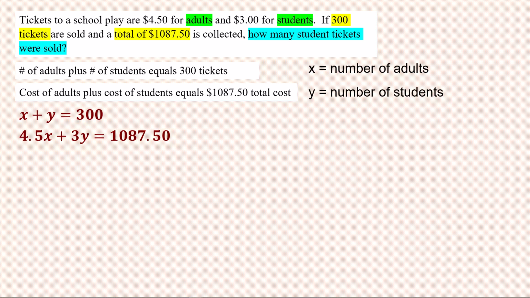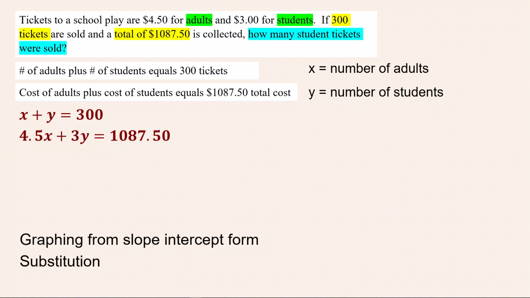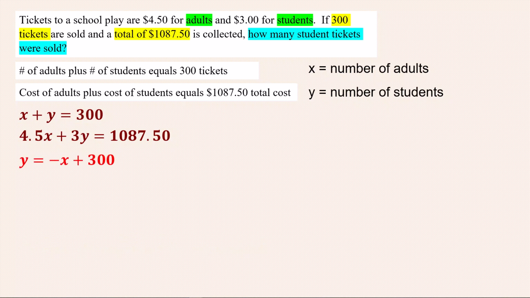All three solution strategies will work for solving this system: graphing, substitution, and elimination. Let's look at each one, starting with graphing. To graph an equation in Desmos, the star testing version, both equations must be in slope-intercept form, y equals mx plus b. We convert the first equation by subtracting x from both sides, resulting in the equation y equals negative x plus 300.